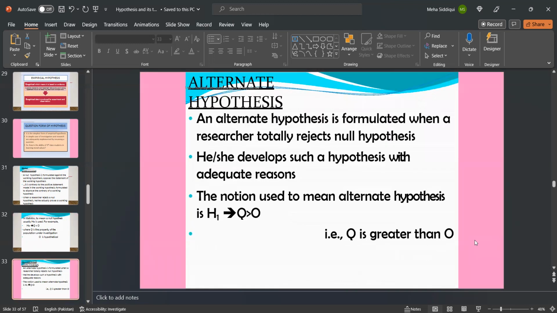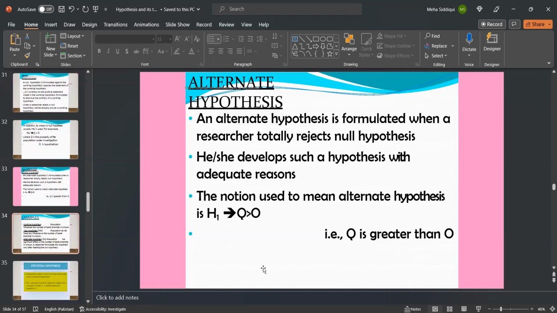Alternate hypothesis. It is formulated when a researcher totally rejects null hypothesis. So he develops such a hypothesis with adequate reasons. The notion used to mean alternate hypothesis is mentioned as here.